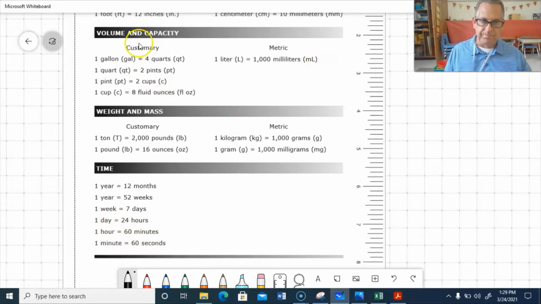We're going to talk about volume and capacity, the customary way, a metric way, and weight, the customary way, and mass is the metric, is what we're going to talk about. I got a video that you can see right here. The customary measurement has the most different types of measurement in there. We have gallons, quarts, pints, cups, and fluid ounces. So I got a little video where I do a little experiment with measuring using the customary measurement way of measuring. So let's go ahead and get ready and look at that video.